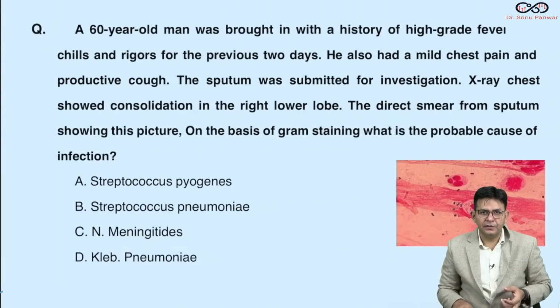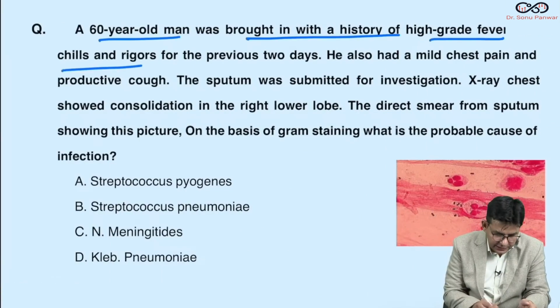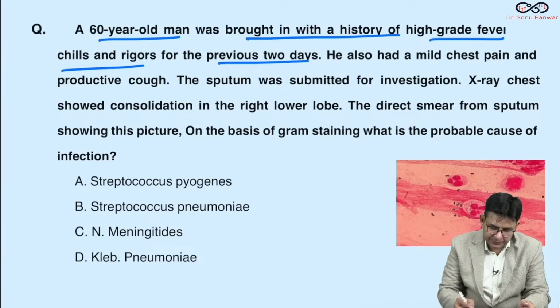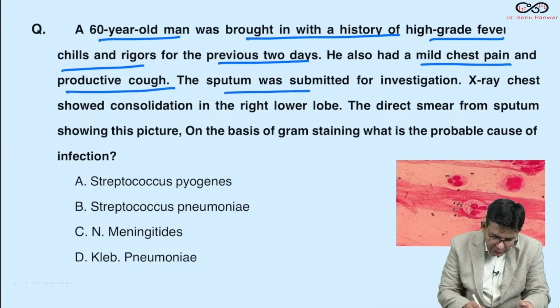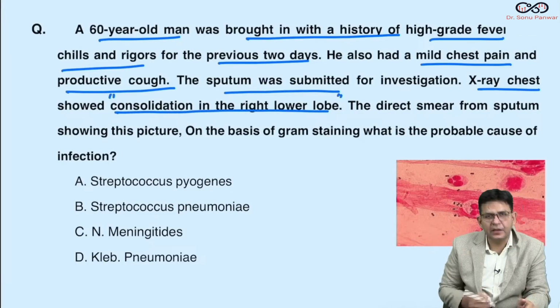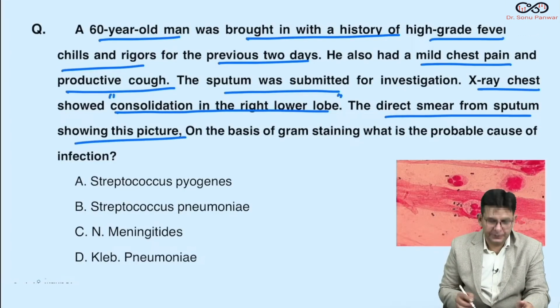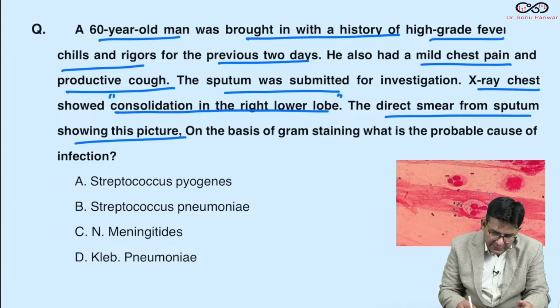Now coming to this particular one. A 60-year-old man was brought in with a history of high-grade fever, chills and rigors for the previous 2 days. He had a mild chest pain. Productive cough is also there. The sputum was submitted for investigation. The X-ray chest shows consolidation in the right lower lobe, a characteristic finding of a particular organism. The direct smear from the sputum showing this picture is given below. On the basis of gram staining, what is the probable cause of the infection?